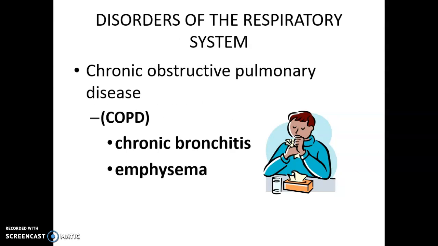So let's talk about some of the disorders of the respiratory system. First, there's chronic obstructive pulmonary disease, also known as COPD. COPD is chronic, meaning it's long-lasting, and it's progressive, meaning it will get worse over time. Chronic bronchitis usually is brought on by smoking or secondhand smoke, pollution, things of that nature. It is an inflammation of the lining of the bronchi, and it causes scarring and excessive mucus production.